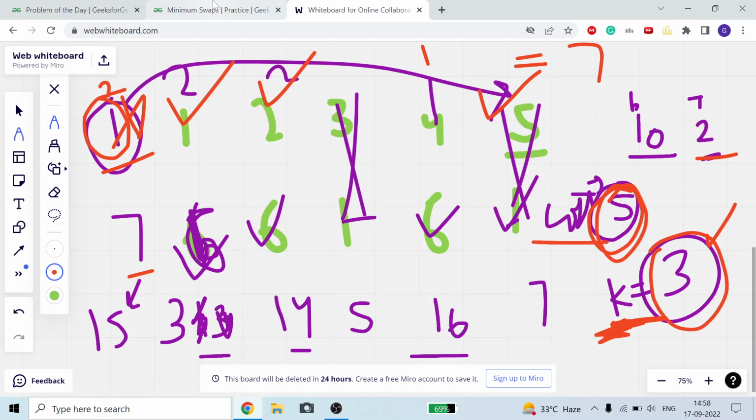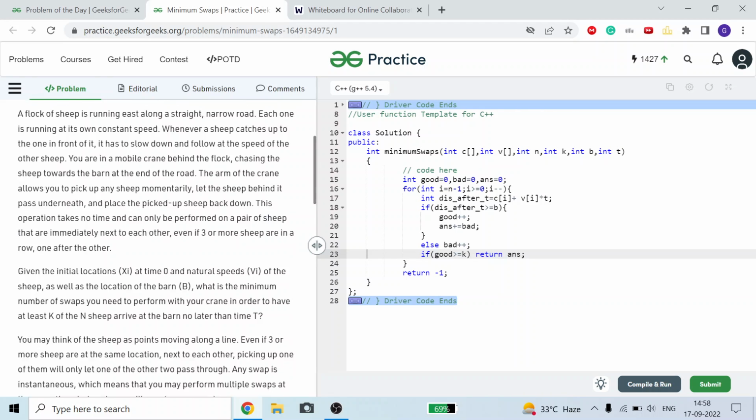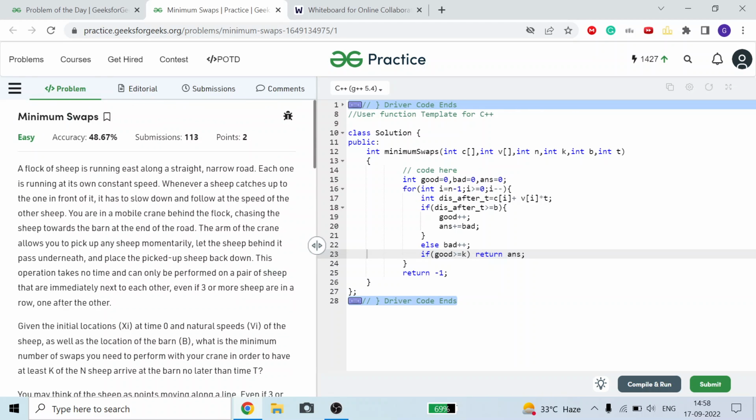Okay, guys, we will not calculate our answer for the extra number of ships because we want to find the minimum steps, or the minimum ignoring cost. Now, what we are given: current position, velocity, and the total number of ships, k number of ships we want, B the barn position, the last position, and T the time. So we take good, bad, and answer. Answer is my current answer at the ith point.